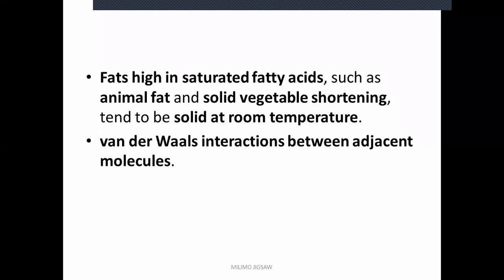Now we see that fats which are high in saturated fatty acids are actually solid at room temperature. And this has significant implications on our health. So what's the reason for them to be solid at room temperature?